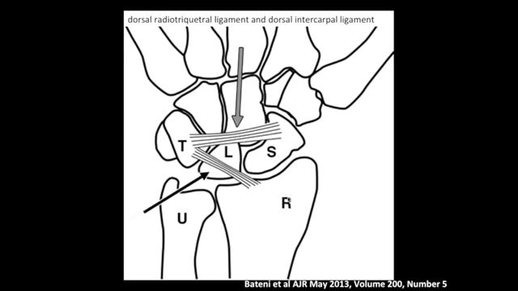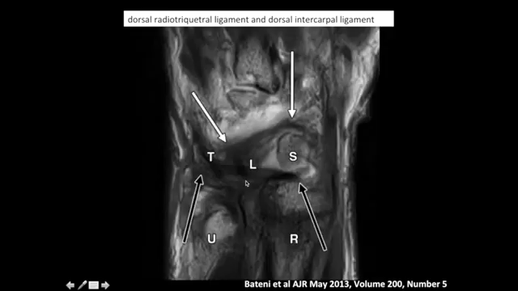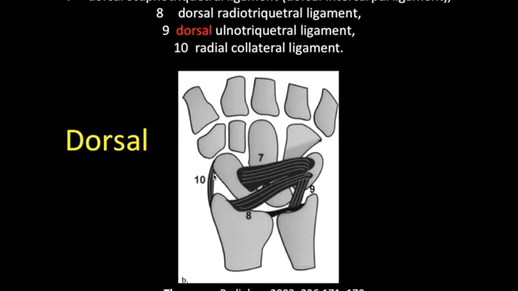So again, this is a simpler schematic showing the dorsal intercarpal ligament extending from the dorsal aspect of the triquetrum to the scaphoid and also throwing bands to the trapezium and trapezoid, and the dorsal radiotriquetral ligament here. And here's the MR imaging showing that. Traveling from the dorsal aspect of the distal radius, we see the dorsal radiotriquetral, and then traveling from the triquetrum towards the scaphoid, the trapezium, and the trapezoid, we see the dorsal intercarpal ligament. Let's review more carefully the dorsal ligaments.